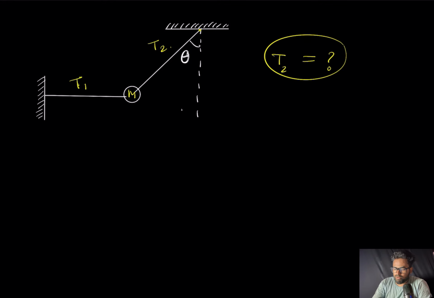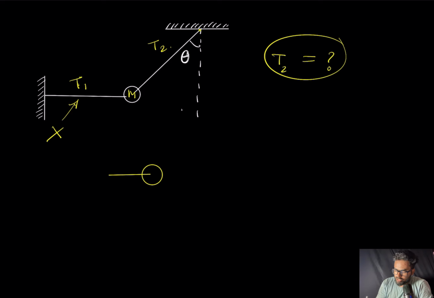Okay, value of T2 before cutting this string number 1. This string we are going to cut. Before cutting, what is the T2, and just after cutting, what would be the value of T2? Okay, so let's draw the free body diagram to understand this one.